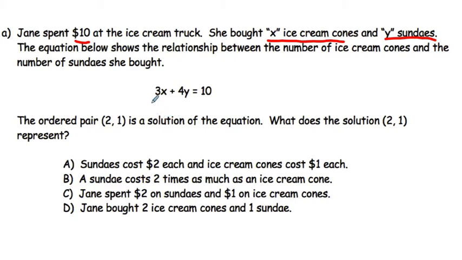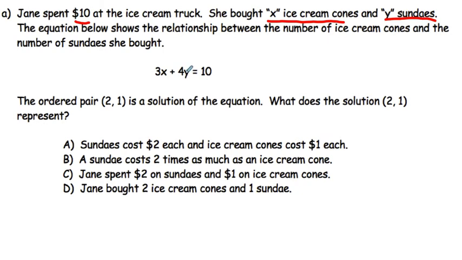So this equation here shows the relationship between the number of ice cream cones and the number of sundaes she bought. So 3x plus 4y equals 10. Now look, if they did not buy any sundaes, and this was all ice cream cones, you can see that when we try to solve that, we're going to end up with a decimal, so we know that that's not correct.